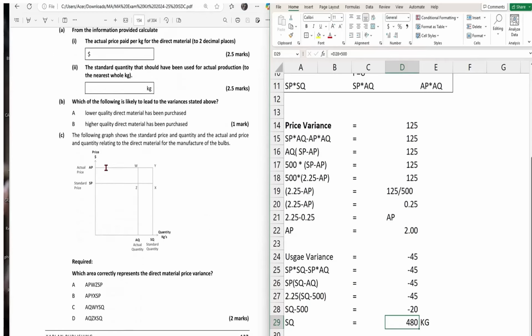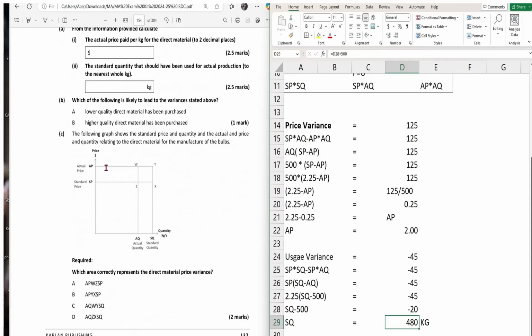Now come to section C. The following graph shows the standard price and quantity, and the actual price and quantity, relating to the direct material for the manufacture of the balls. So which area correctly represents the direct material price variance?